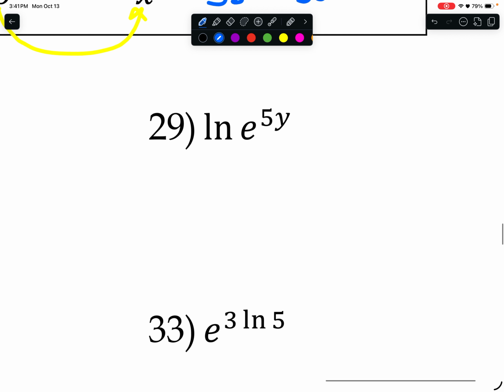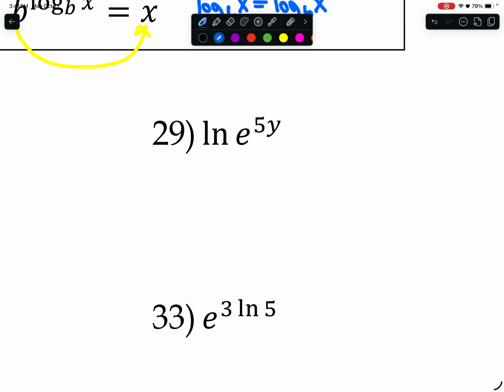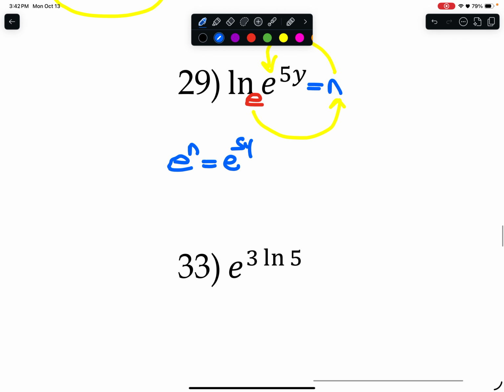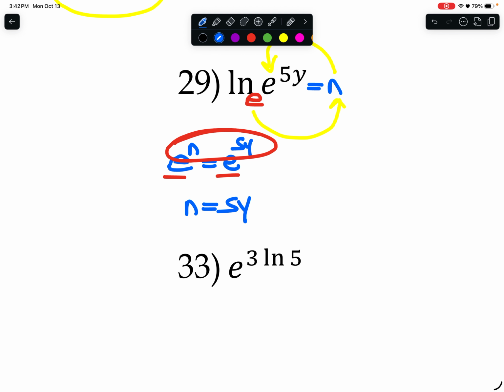Okay, I'm going to skip over to number 29. So with a natural log, your base is not written here, but when it's a natural log, hopefully you know that we're looking at a base of e. So I'm going to set that equal to my unknown value. So I'm in logarithmic form, so I'm going to convert it to exponential form. So I'm going to do e raised to the n equals my argument here. So e raised to the n is going to equal e raised to the 5y. So now that we have the same base in exponential form, I'm going to set those exponents equal. So my mystery value is 5y.